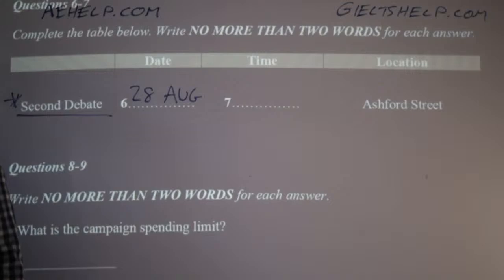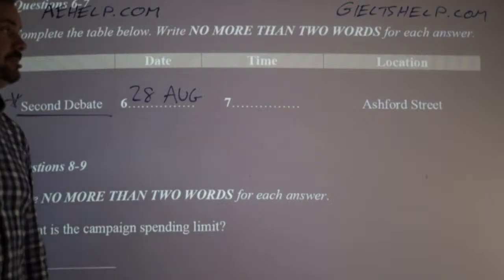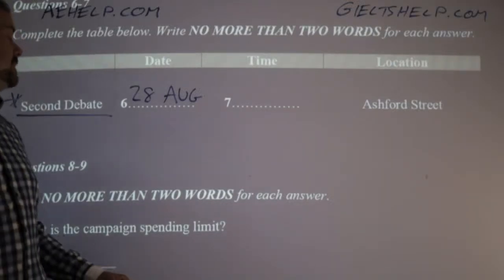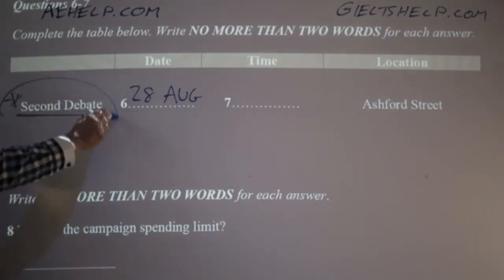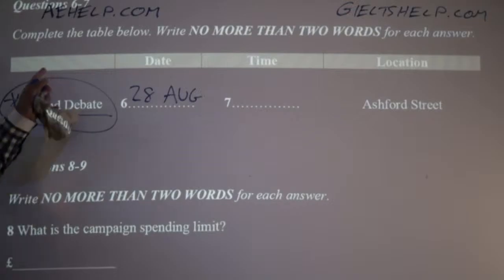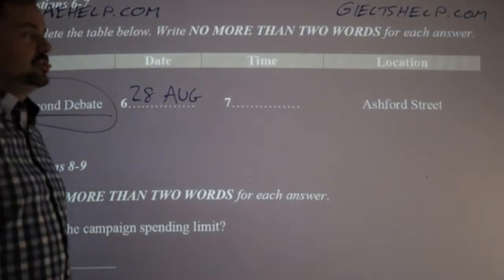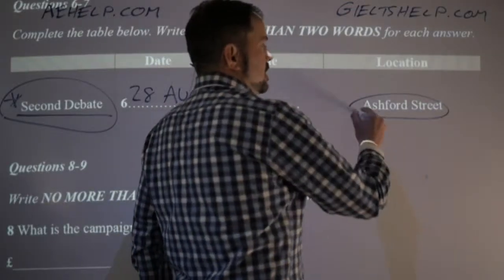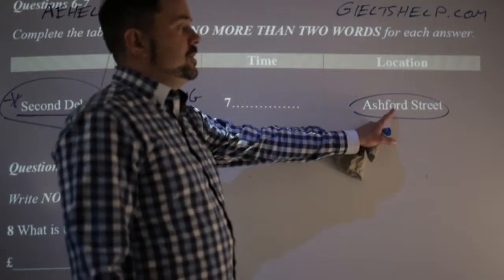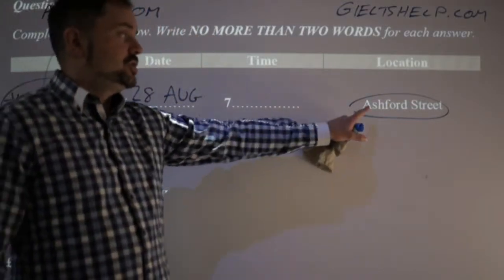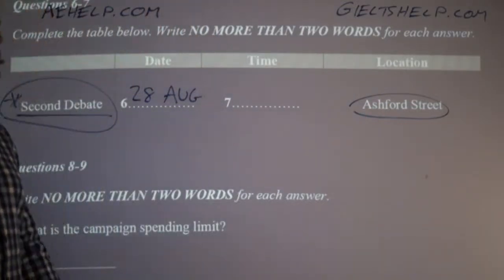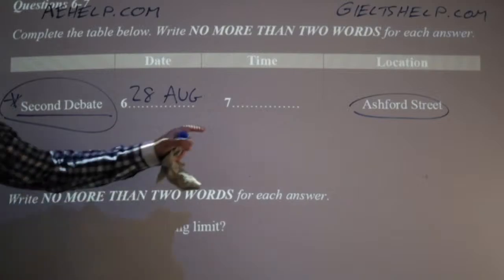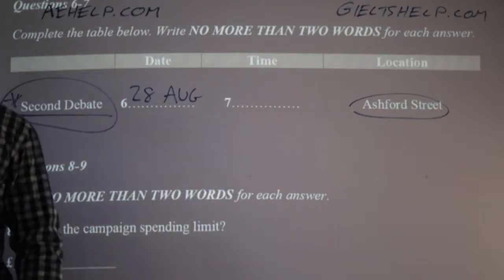Okay. September is the 3rd debate. 20th of August is the 1st debate. This is the 28th of August. Okay. Of the 3 debates. So pay really careful attention to this part here that's given. So always pay attention to the given information. This one's important because we know that this information's finished after the speaker mentions Ashford Street. But before that, they mentioned the time.